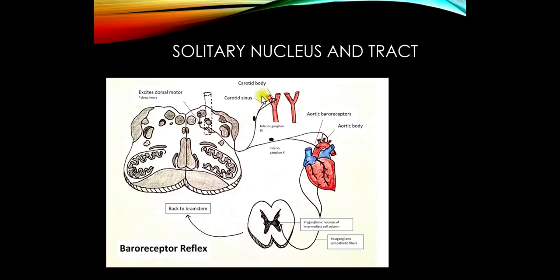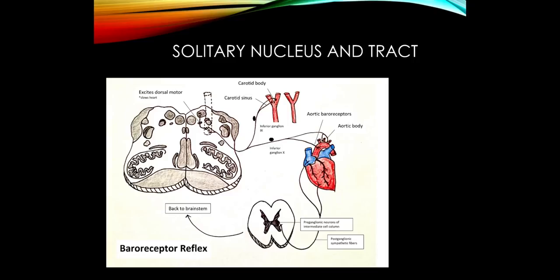That's going to be detected here in these stretch receptors in the aorta, in the carotid body and sinus, and that feeds in here via cranial nerves 9 and 10 into the solitary nucleus and tract. So it is aware of the elevated heart rate and blood pressure. That then activates the dorsal motor nucleus of the vagus, which we're going to come to in just a minute here. But the dorsal motor nucleus of the vagus is parasympathetic. It's the parasympathetic contribution, especially to cranial nerve 10.